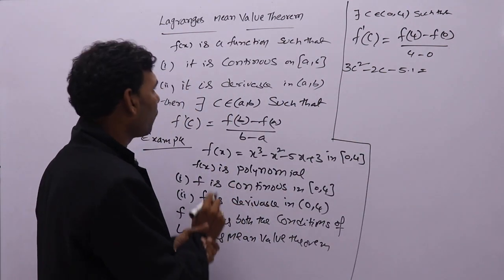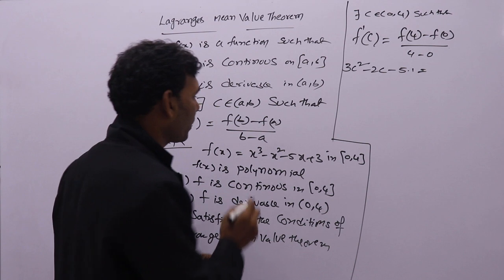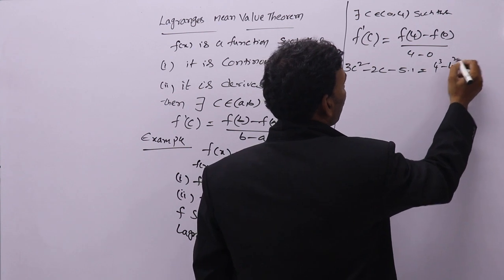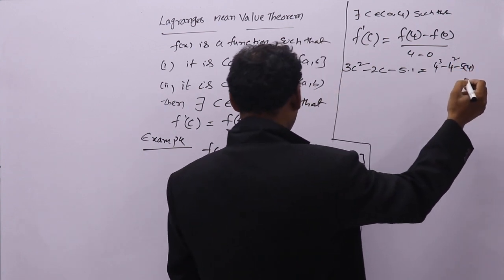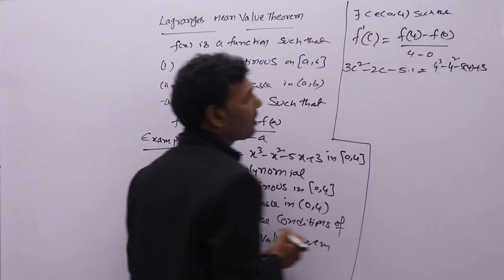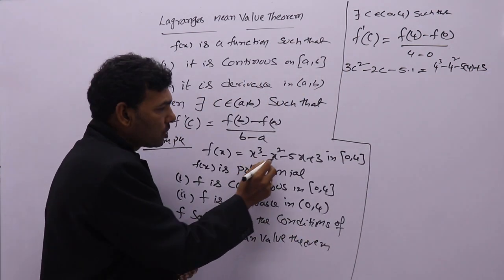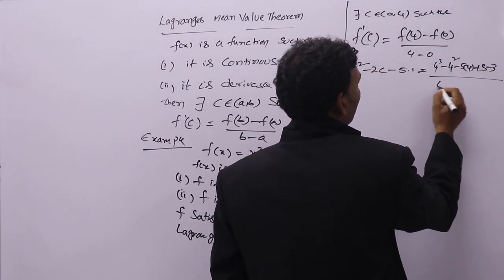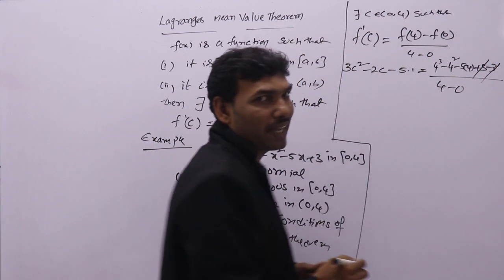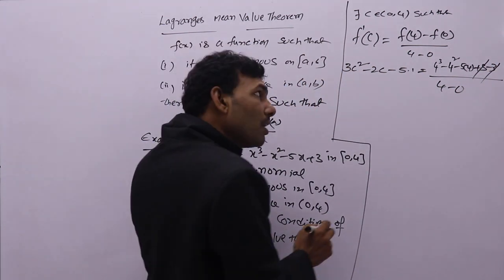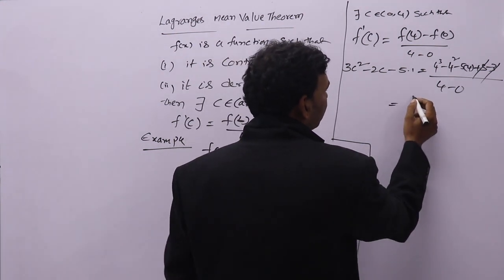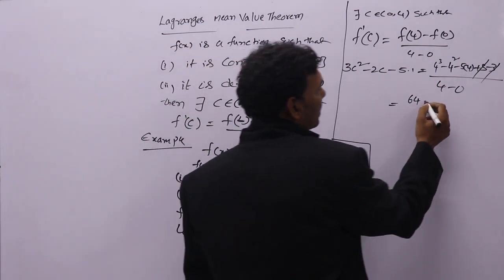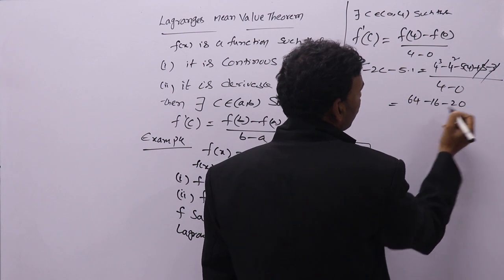Equal to f(4). Write 4 in place of x, what will you get? 4 cube minus 4 square minus 5 into 4 plus 3. This is f(4). For f(0), if you write 0, you get just 3. So that means minus 3, by 4 minus 0. Plus 3 minus 3 get cancelled. What do you have? 4 cube means 64, minus 16 minus 20, by 4.